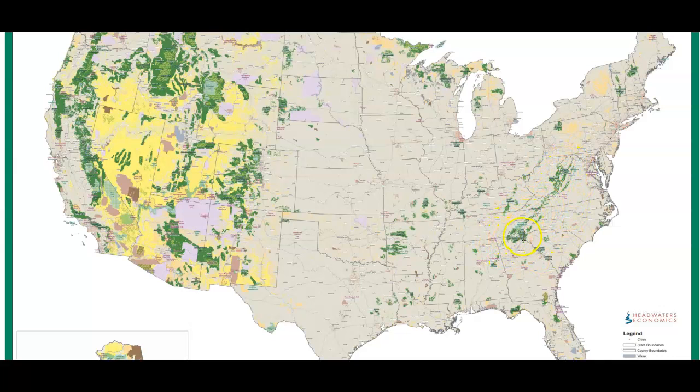But I also want to show you, along the Blue Ridge Mountains, there are a lot of national forests, and there's also Great Smokies National Park. And then up in the Shenandoah Valley, we have the Shenandoah National Park.